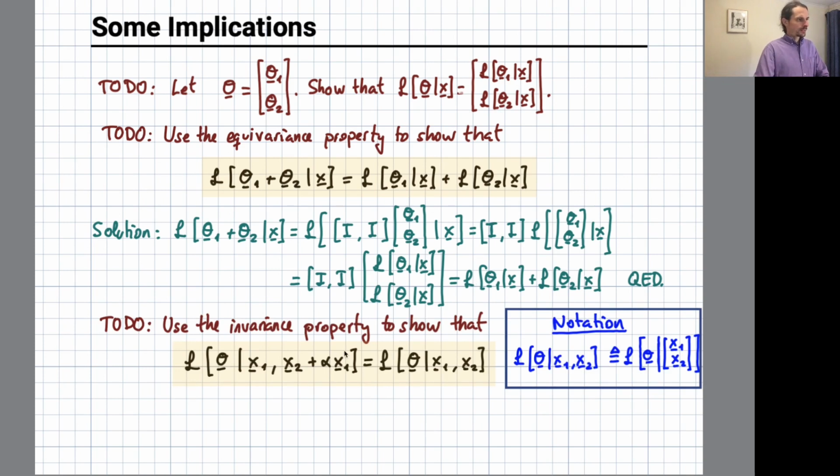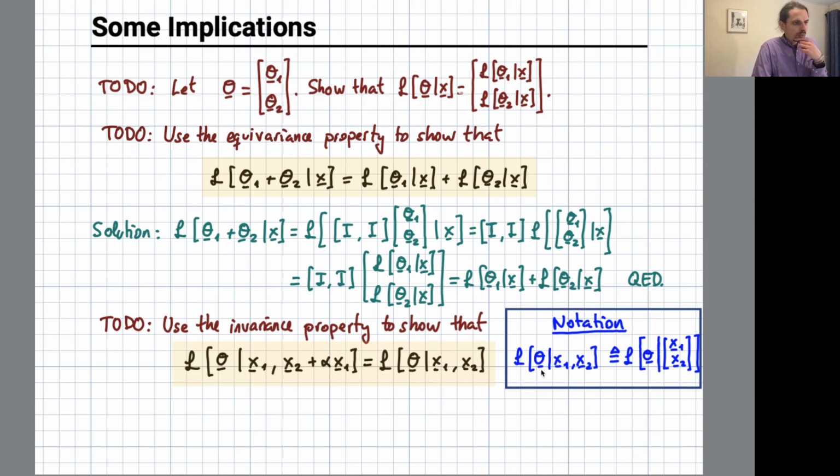And now let us use the invariance property to show that if we use two data vectors to estimate a parameter, and we add a scaled version of one of these vectors to the other, then the LMSE estimator does not change, right? This reminds us of, for instance, the rank of a matrix, right? If we add to a row a scaled version of another row, then the rank doesn't change. So it's similar here.